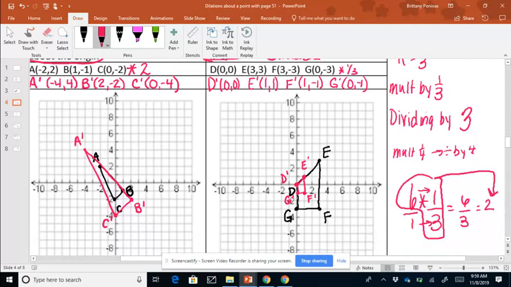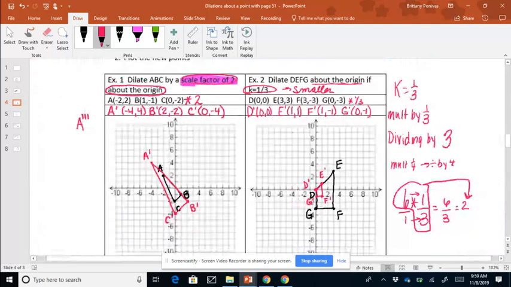So the key thing here is you need to be able to recognize if your K value or your scale factor is bigger than 1, you need to know that your shape's going to get bigger. That's going to help you narrow down multiple choice answers. And then if your K value is a decimal or a fraction, you're really dividing and your shape's going to get smaller. Because again, that's going to help you decide on multiple choice or multiple select answers, the ones that aren't going to work.